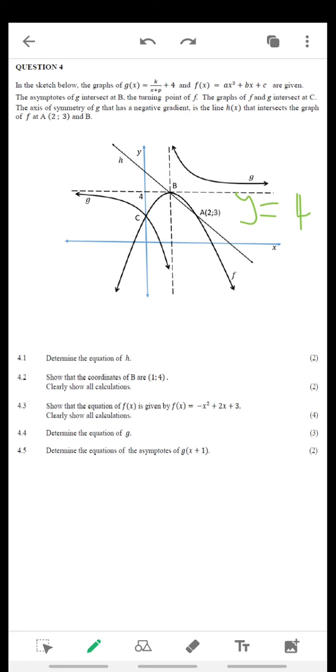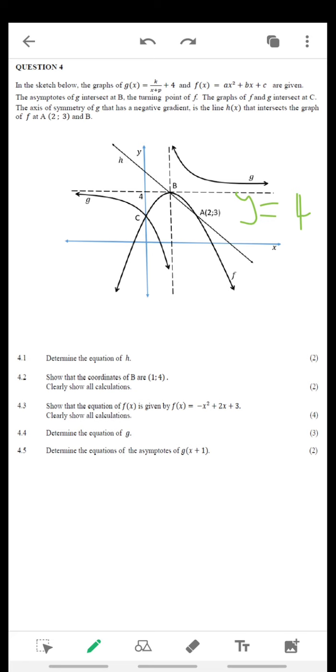That means once I know the vertical and the horizontal asymptotes of g, then I know the turning point of f. Or if I know the turning point of f, then I know the horizontal and the vertical asymptotes of the hyperbola. The graphs of f and g intersect at C. So C is the y-intercept of g and f.